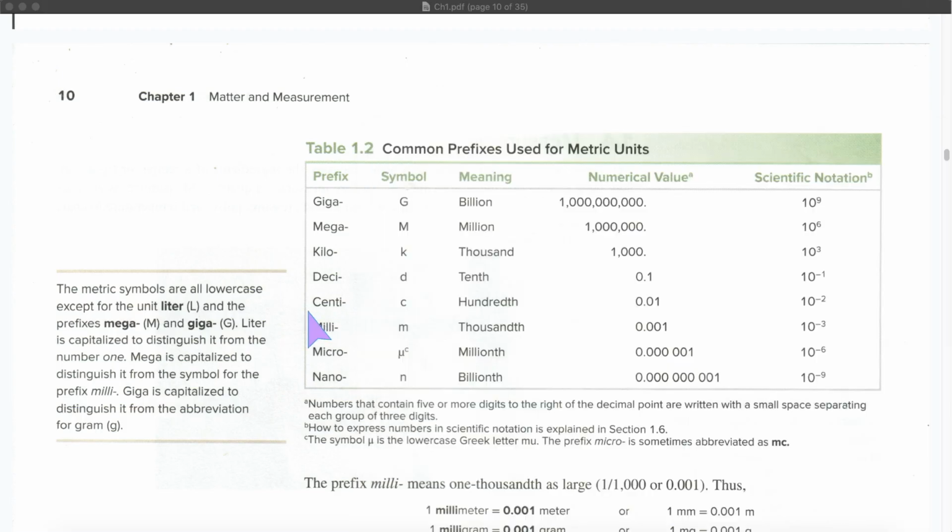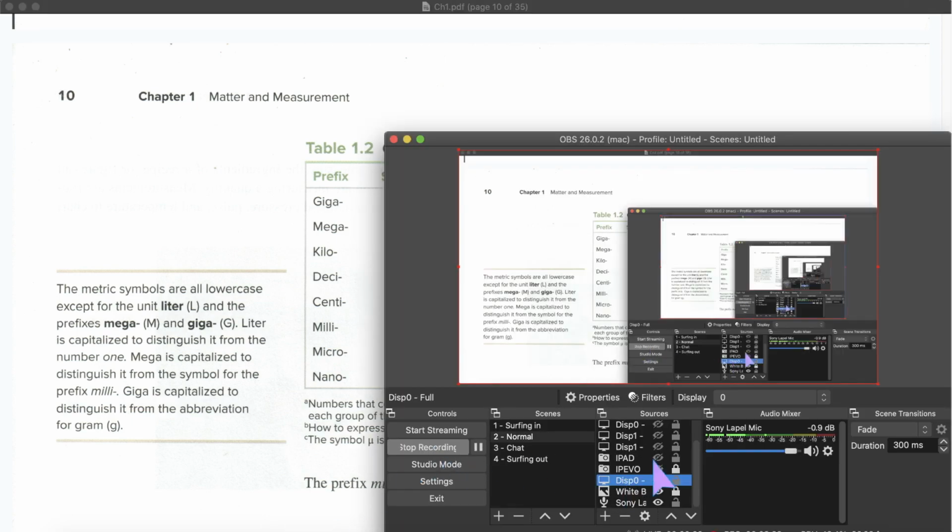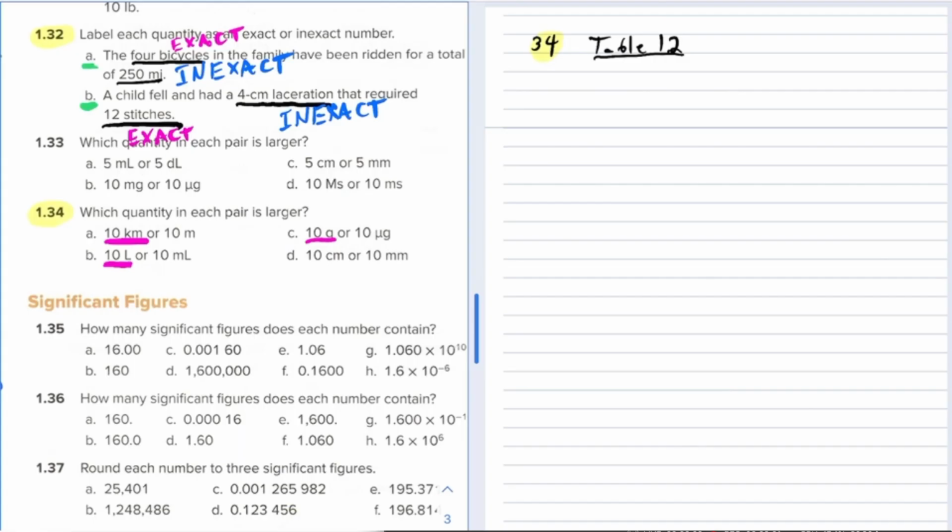So I'll point you back to this table. As you go down this table, you get to smaller and smaller. So a centimeter is 100th of a meter, a millimeter is 1,000th of a meter. So this is even smaller. The centimeter would be the larger of the two. Okay, so I'll underline the centimeter. Now if you look at problem 33, very similar problem.